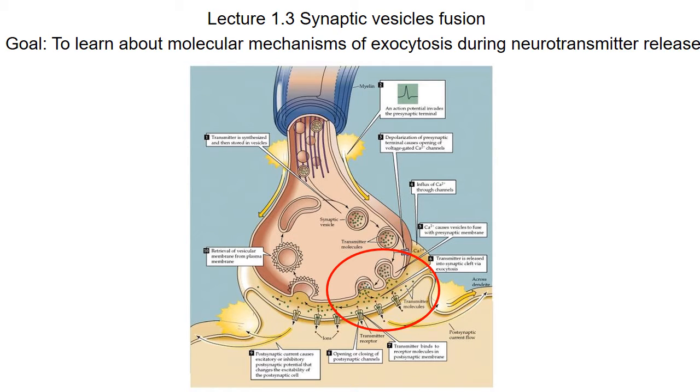So far we have talked about how the action potential coming to the presynaptic terminal is going to lead to the opening of the calcium voltage-gated channels, and that calcium is going to enter. What we are going to learn now is how this entering of the calcium is going to lead to the fusion of the synaptic vesicles with the plasma membrane and the release of neurotransmitters.